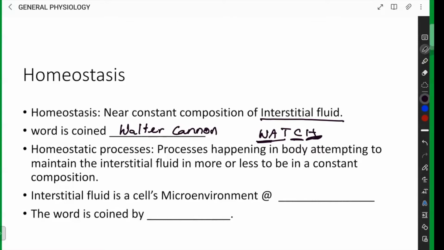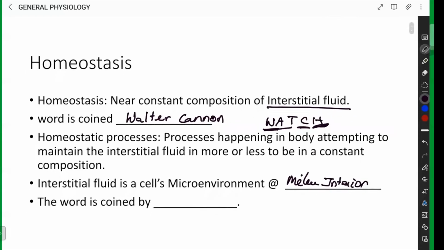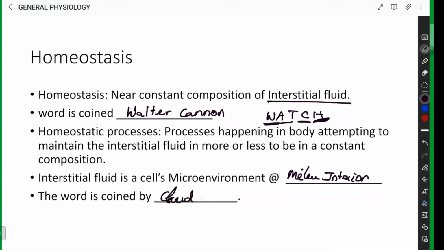Now, coming back to the homeostasis control process. Your body attempts to maintain the interstitial fluid in a more or less constant environment. What is this constant microenvironment I am talking about? This is called milieu interior. This is what your Guyton textbook gives you. Who gave this term milieu interior? Milieu interior was coined by Claude Bernard. He is the one who coined this term.